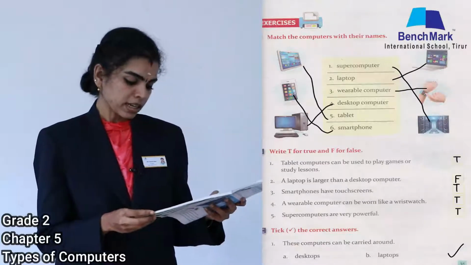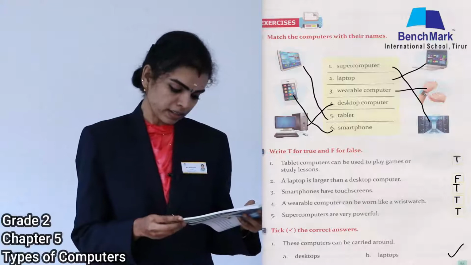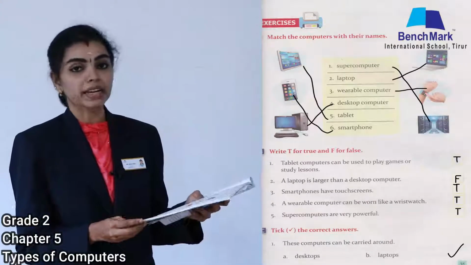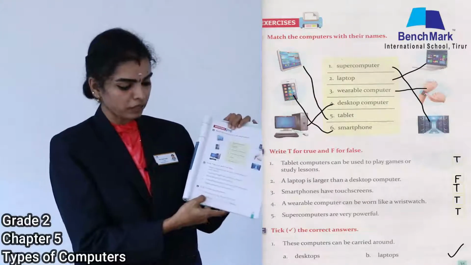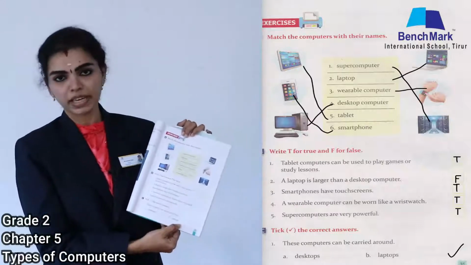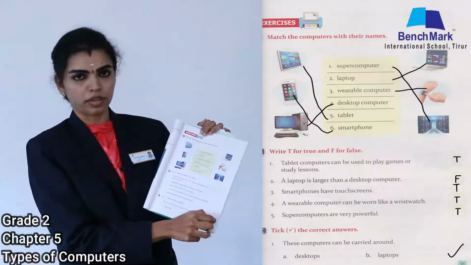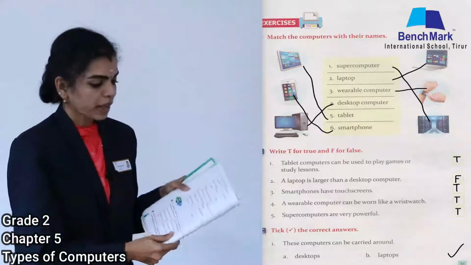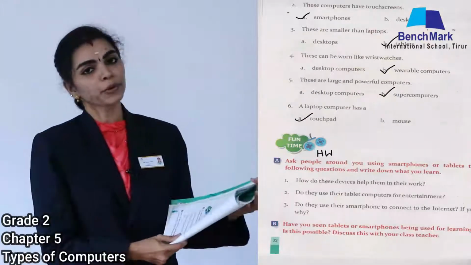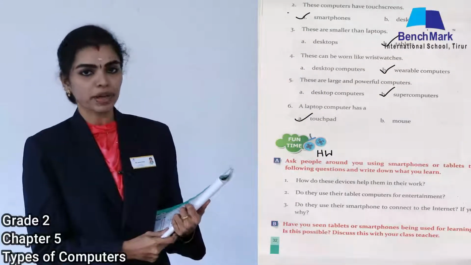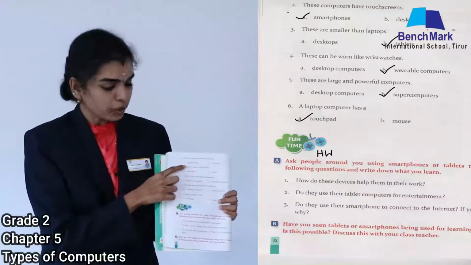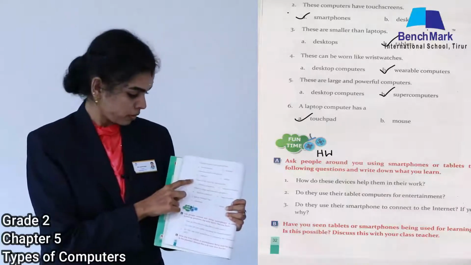The next exercise: tick the correct answer. These computers can be carried around. They have given desktop and laptop. A laptop can be carried around, so you need to tick laptop. These computers have a touch screen. Which computer has a touch screen? Tablet and smartphone have a touch screen, so you need to tick smartphone.